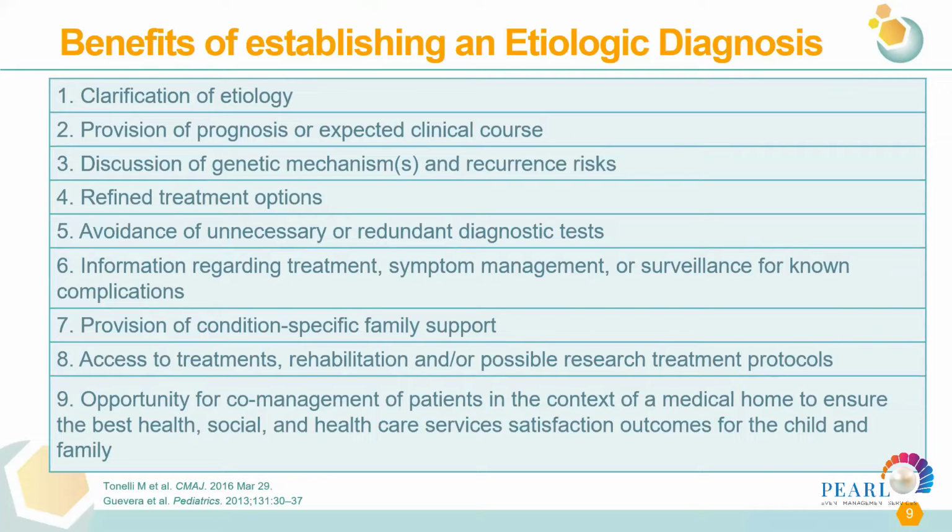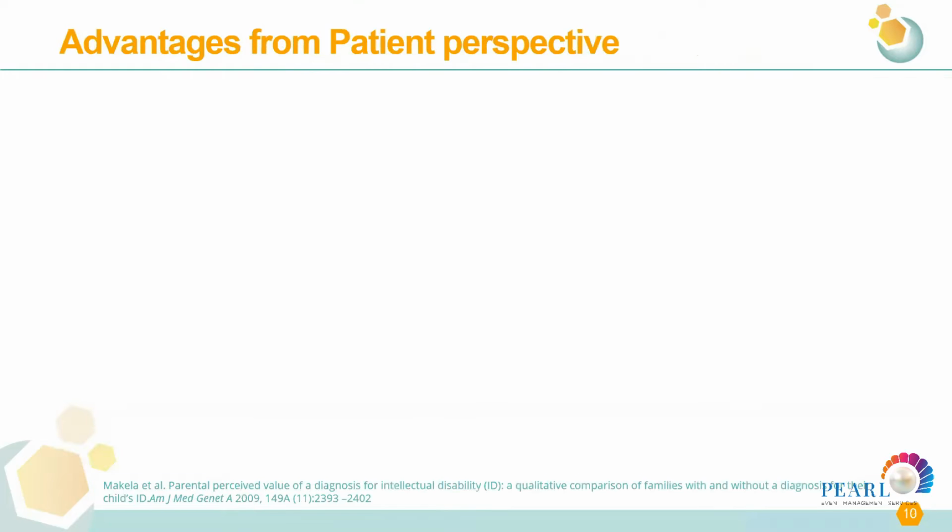We can provide information regarding the treatment, symptom management, surveillance for known complications associated with this condition or etiology, provision of condition-specific family support, in addition to access to treatment, rehabilitation, and also possible research treatment protocols, especially in this era. It also offers the opportunity for co-management of patients in the context of a medical home to ensure the best health, social, and healthcare services for the child and the family.